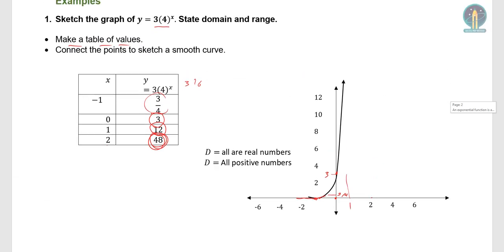So the domain is the set of all real numbers. The range is the set of all positive numbers. Okay.